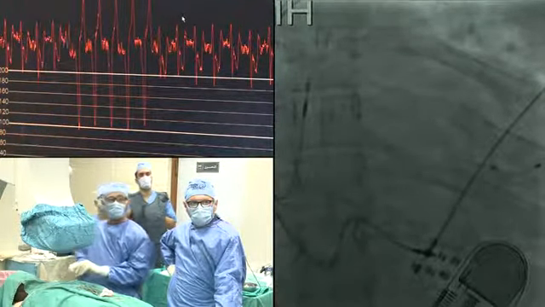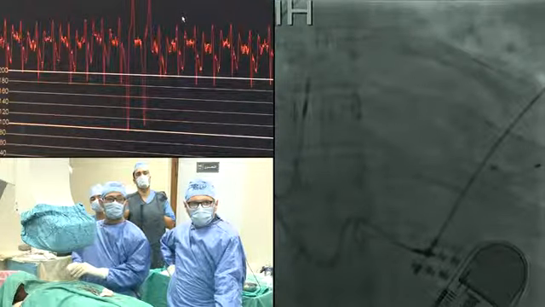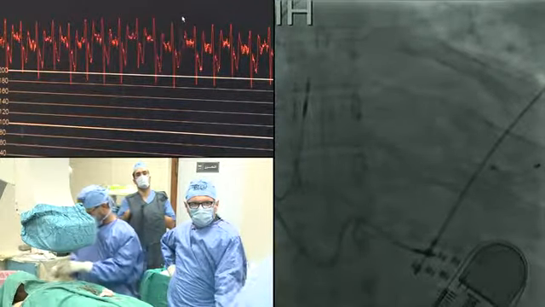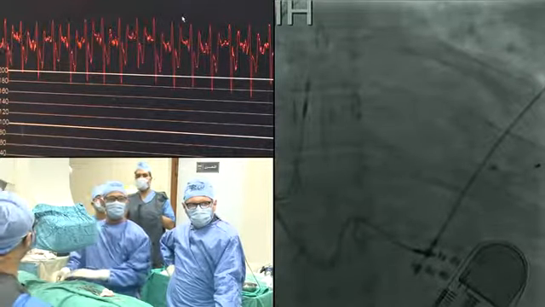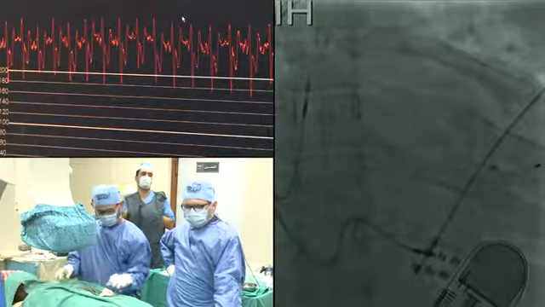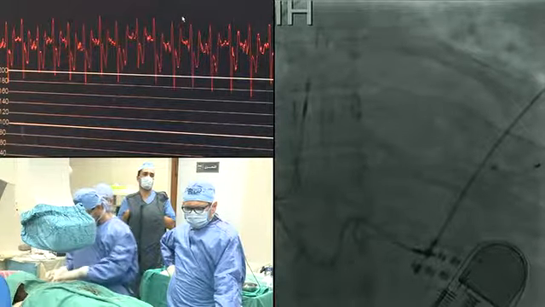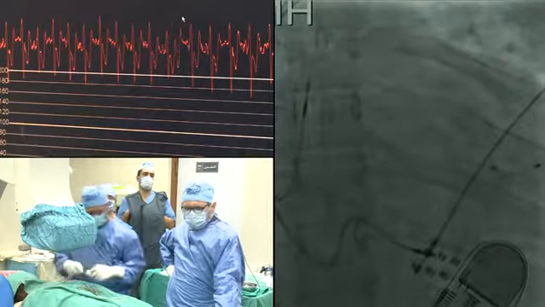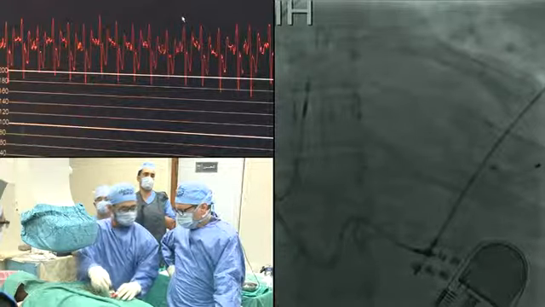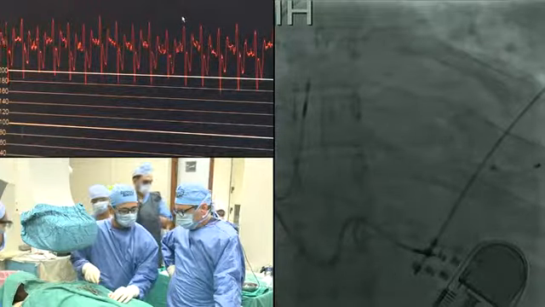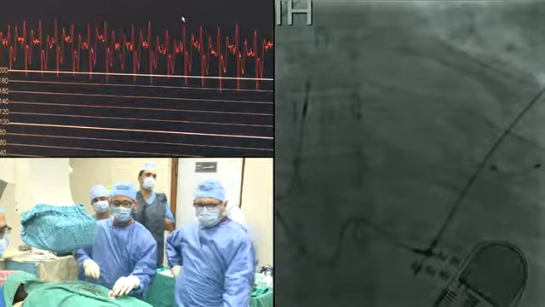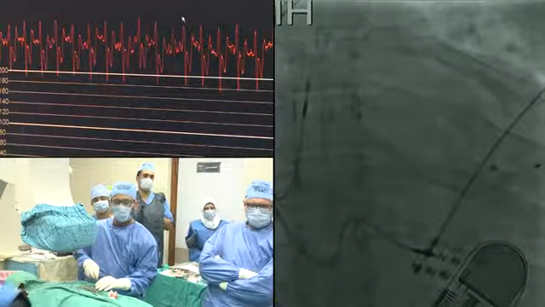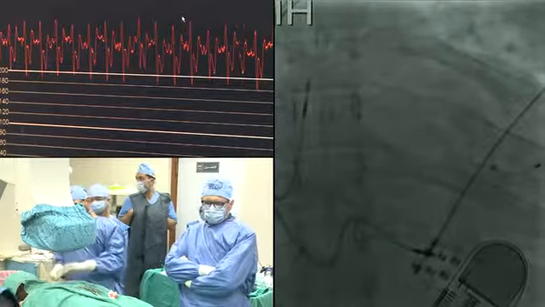Look at the QRS complex now. It's too nice to see it narrowing. No, we cannot exactly measure it. We need a 12 lead ECG. Yeah, it was 160, 160 or 165.